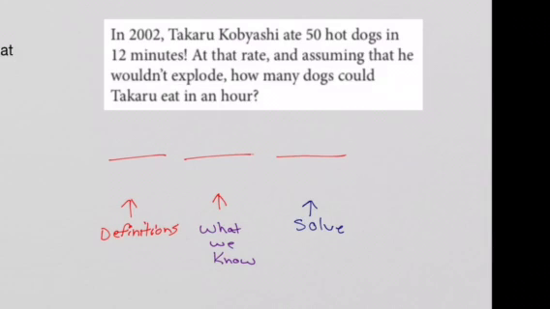So now, let's go ahead and take a look at the problem in general. So in 2002, Takura Kobayashi ate 50 hot dogs in 12 minutes. So we have to define what information we're putting on top and what information we're going to put on bottom. Now, as you can see here, they gave us 2 different types of information. They gave us how many hot dogs he ate, and they gave us how long it took for him to eat it. But that's not always exactly what we're going to do our definitions as.